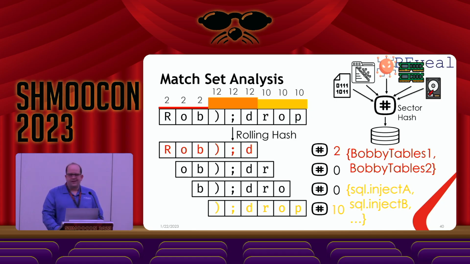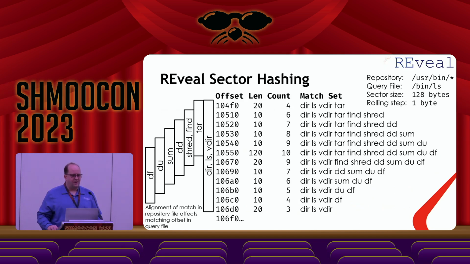So the output tends to be a bit verbose. This is an actual piece of sector hashing output from before I optimized it. You can see different offsets in this file are matching progressively up to the full set, and then there's a long run of 120 hex bytes in the middle that match all of them. This is because the offset is different in each of these files that it's matching. Oh, by the way, this is 900 binaries in /usr/bin, and I'm querying with /bin/ls.